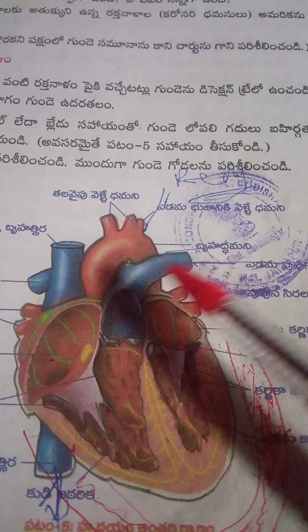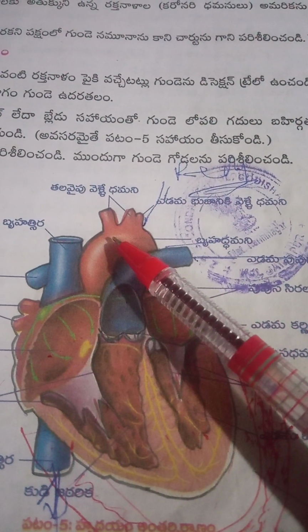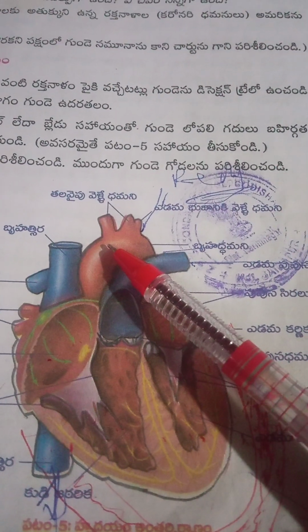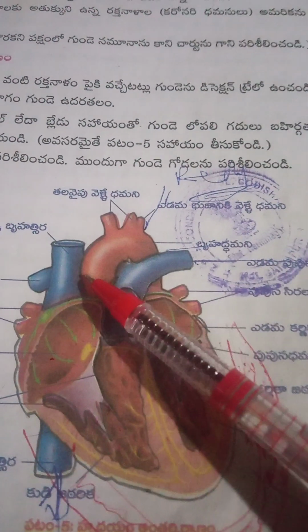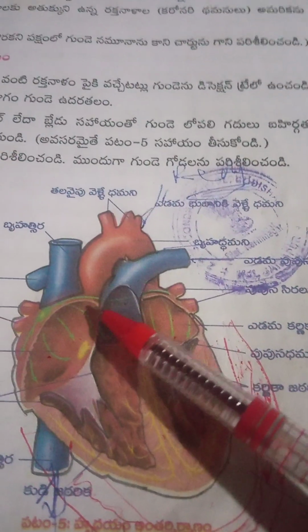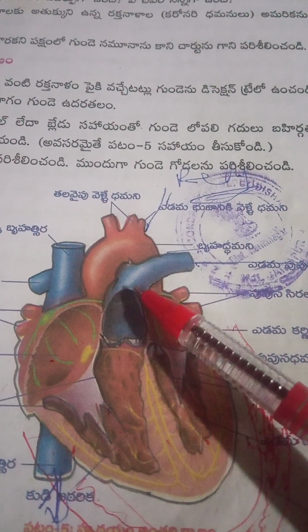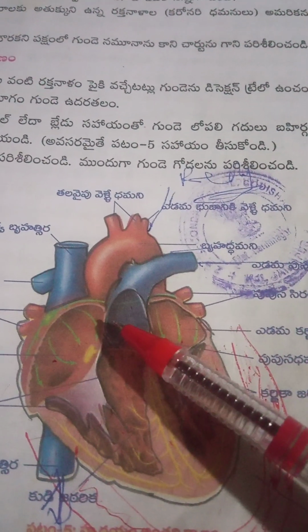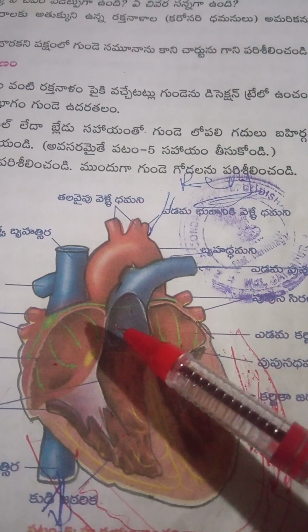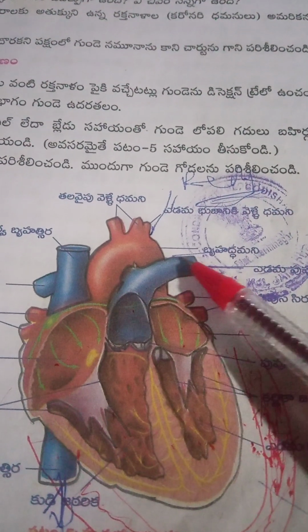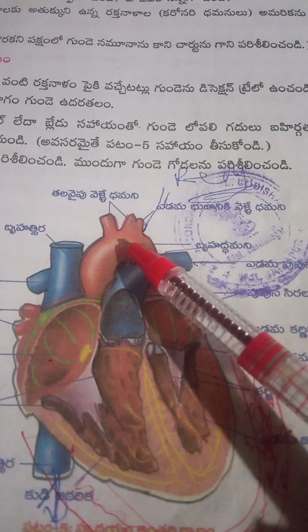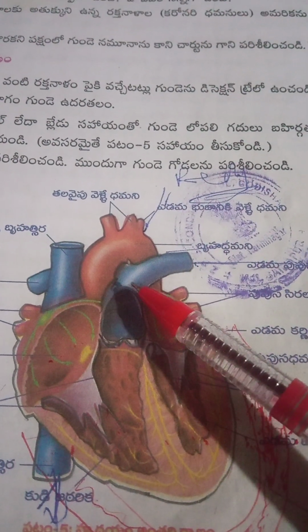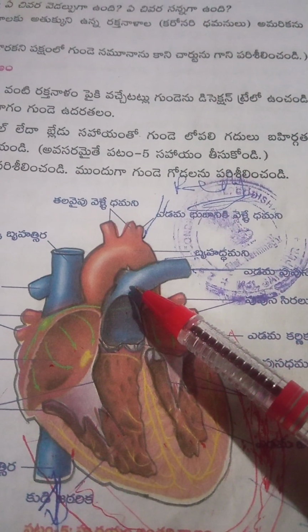Repeating once again, the aorta carries the O2 containing blood from the heart towards the body parts. A relatively smaller artery is the pulmonary artery. It carries the CO2 containing blood from the heart towards the lungs. That means the aorta carries O2 containing blood, and the pulmonary artery carries CO2 containing blood.